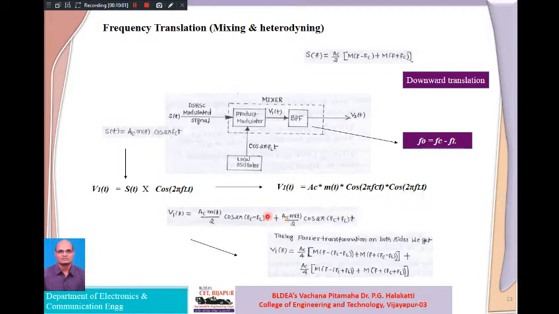Now the things will come like this, I have written by hand here. So V1(t), what we are getting, if you apply the trigonometric formula cos A cos B = 1/2 [cos(A + B) + cos(A - B)]. That half comes outside, that's why you get divided by 2 here. The constants are A_c and m(t), so A_c m(t)/2. The first term is cos 2π(f_c + f_L)t, another term is cos 2π(f_c - f_L)t. This is simply by applying the trigonometric formula cos A cos B = 1/2 [cos(A + B) + cos(A - B)].